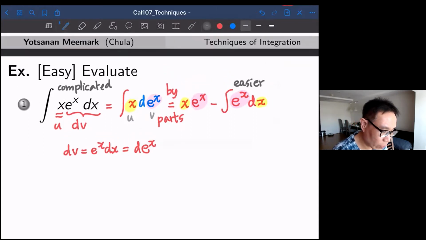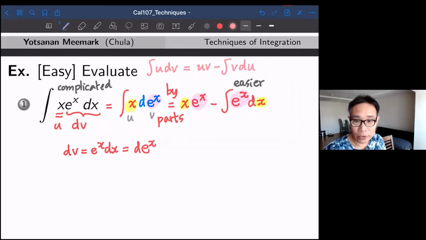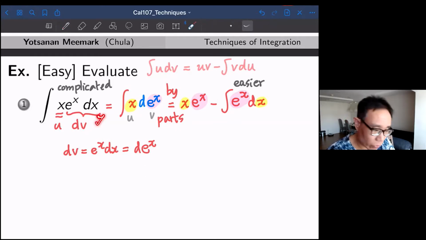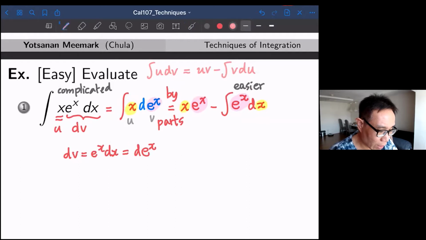What is the by-part formula? Let me recall it up here. You have the integral of u dv equal to uv minus the integral of v du, okay? This one involves the technique of differentials. It's kind of difficult to see, I know, but I'm gonna teach you step by step later. However, I'd like to point out that you'll be able to change from the complicated one into the easier one by using integration by parts, and we're gonna be able to get the final answer.